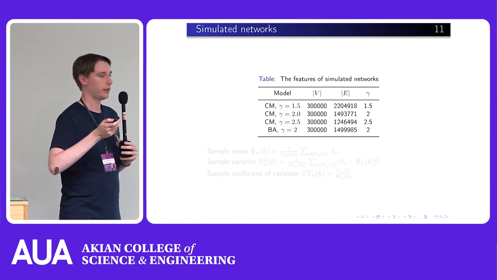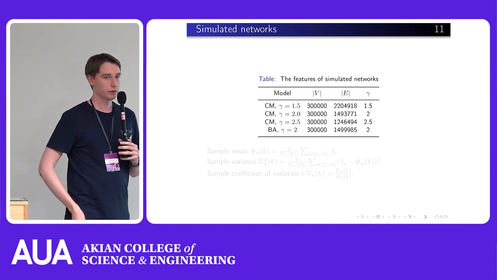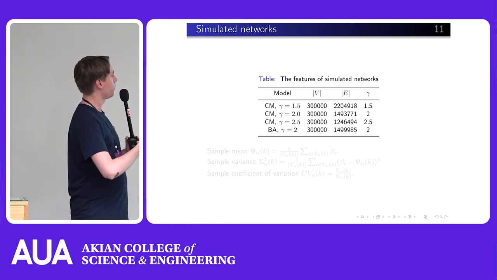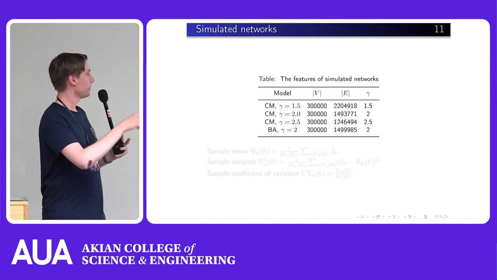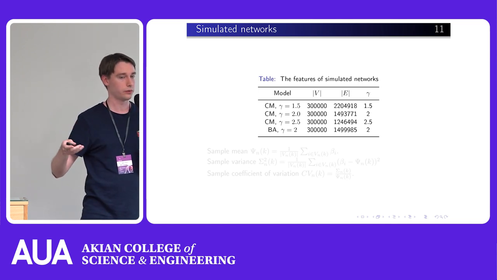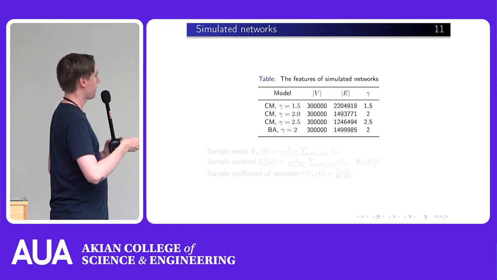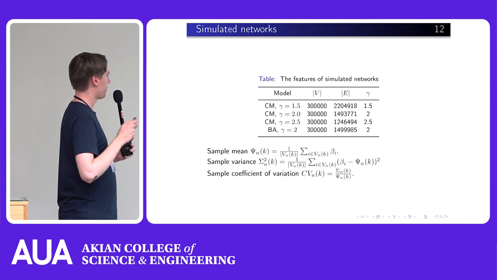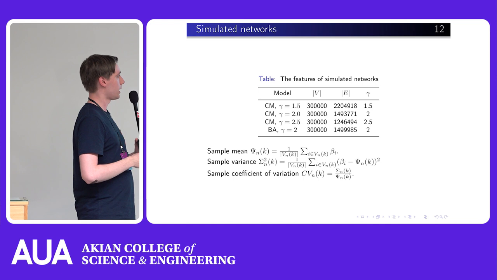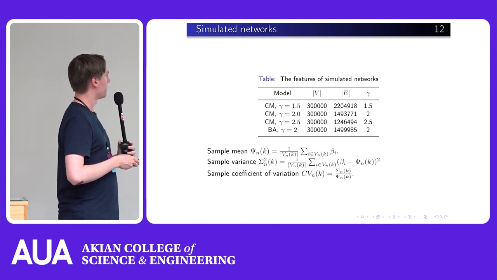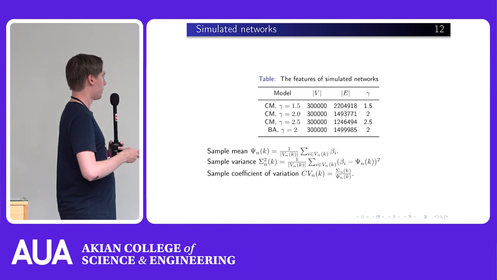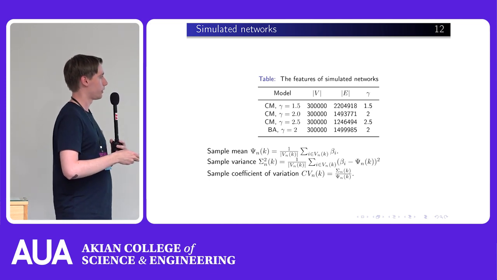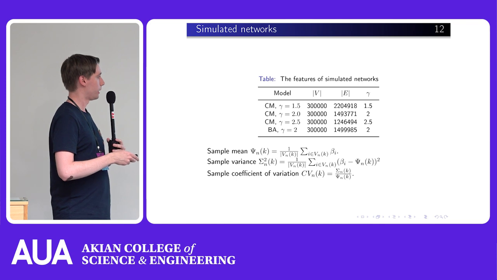This was the theorem, and now let's see how friendship index is distributed in simulated networks. So we choose a number of combinations of a model and gamma, the exponent of the power law. For these combinations, we create networks of size 300,000, and we'll be looking at three measures. A sample mean, which is a sum of all friendship indices among all nodes with degree k divided by the number of such nodes. Then sample variance, which is an analog of variance for the friendship index measure, and sample coefficient of variation, defined as a ratio of standard deviation to the mean.